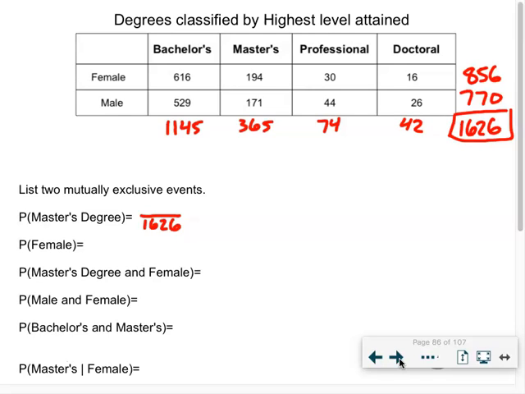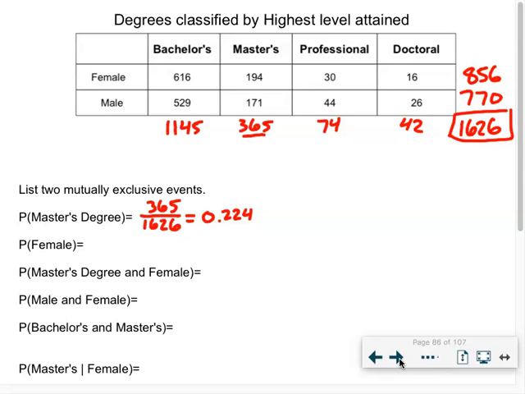Now I have to figure out how many people had master's degrees. Well, it doesn't say female or male, so I'm going to combine those two. Here's my master's column, so there's 365 people, either male or female, that had a master's degree. Since 1626 is a pretty big denominator, I'm not going to spend time simplifying the fractions. I'm going to go straight to getting a decimal, rounding to that third place.